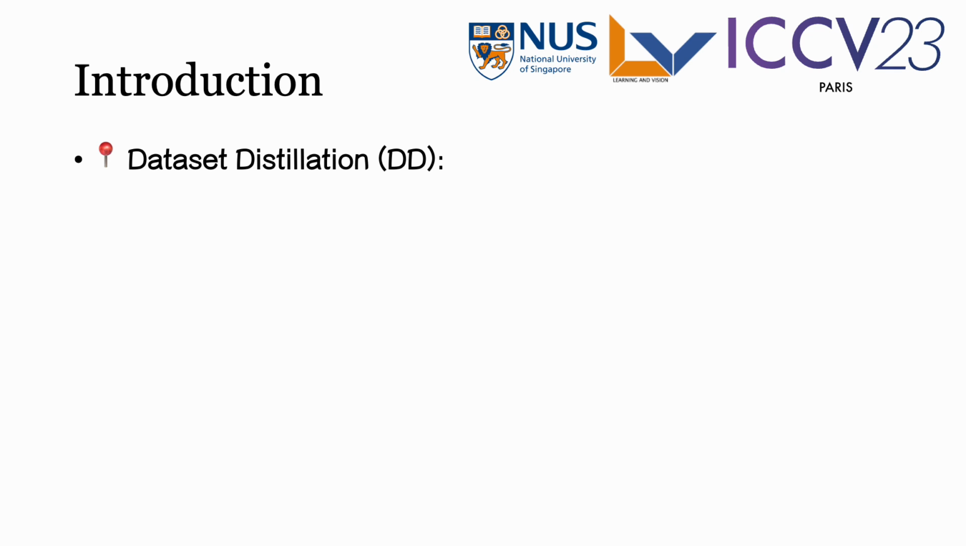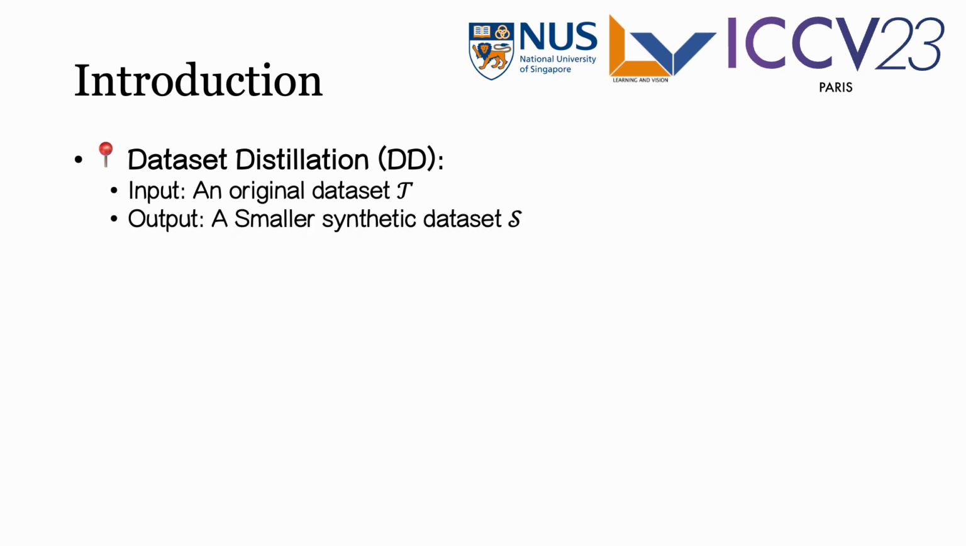Dataset distillation aims to compress a given original dataset T into a much smaller synthetic dataset S, so that networks with random initialization trained by S can perform well on T.